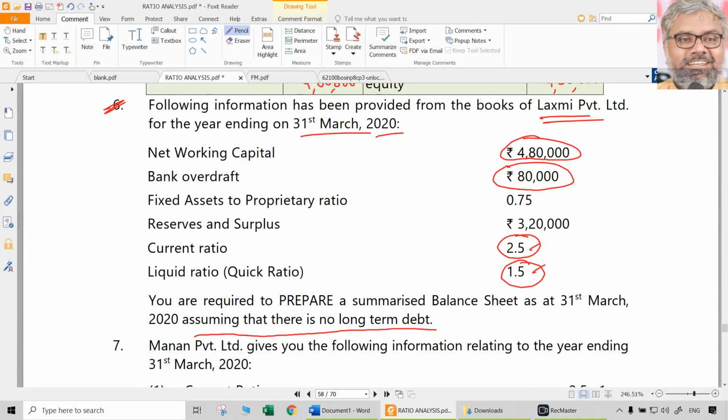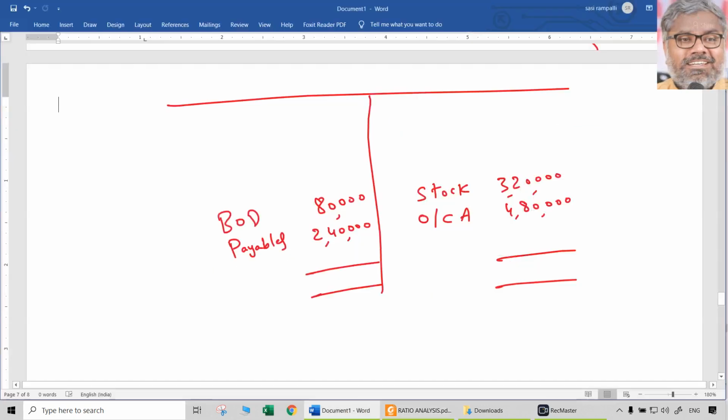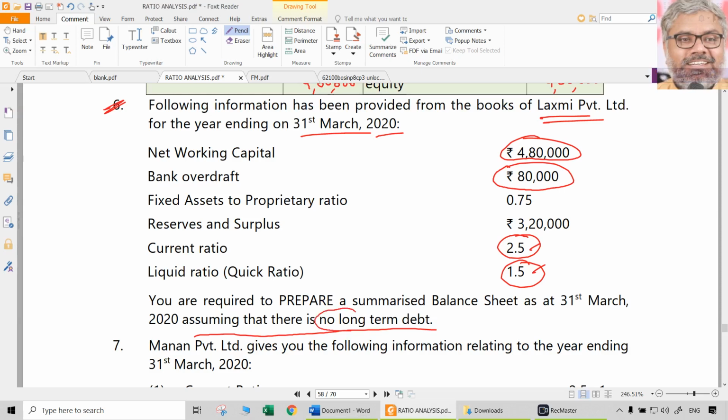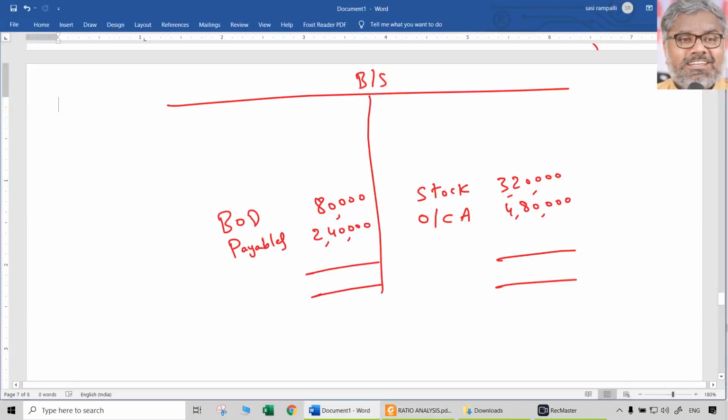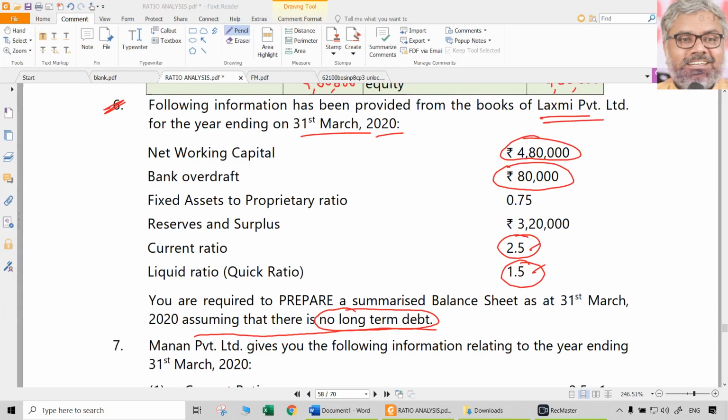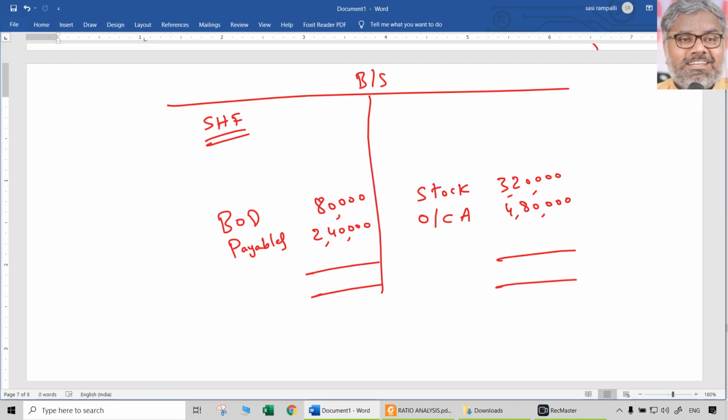But still, there is something that is missing very clearly. For that purpose, you should definitely know the total balance sheet format. What is missing here? Clearly mentioned, no long-term debt, so don't worry about non-current liabilities. What else is remaining is going to be only proprietors' funds or shareholders' funds. How much ever they are, we don't know. Of course, that will have to be further classified into capital, that is share capital, and reserves and surplus. Reserves and surplus, we know that is 3,20,000.